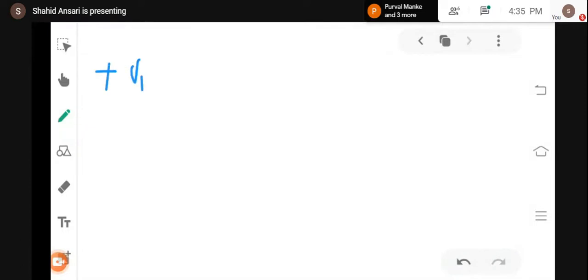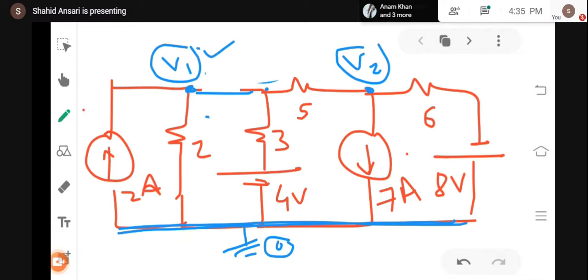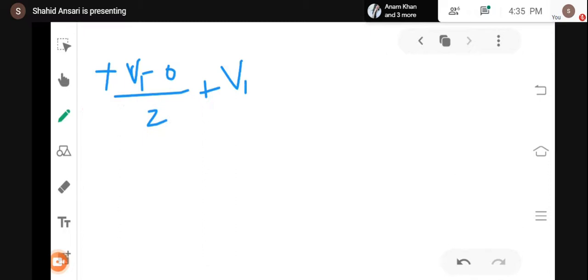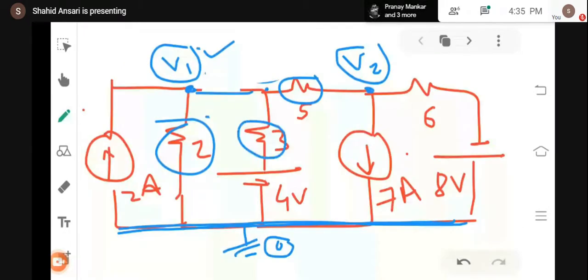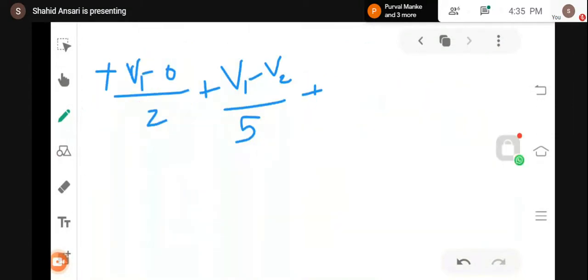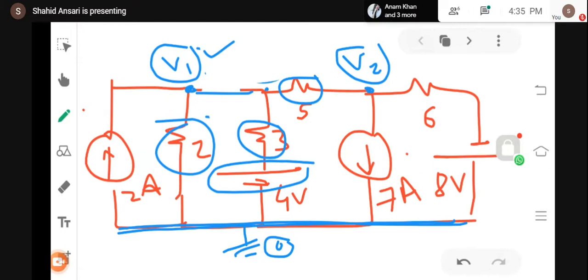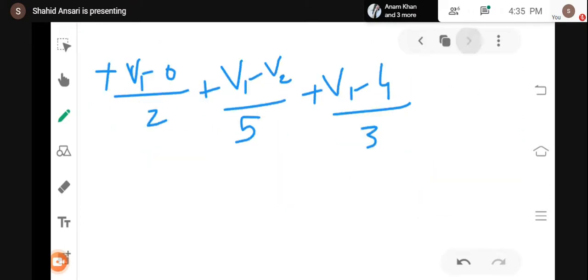Plus V1 minus 0 divided by 2, right? This one is completed. Now, for this, V1 minus V2 divided by 5. Then for this, V1 minus of what will it be? Minus of plus 4, so V1 minus of plus 4 divided by 3. Now last is your current source. It is towards, so it will be negative. We can rearrange it.